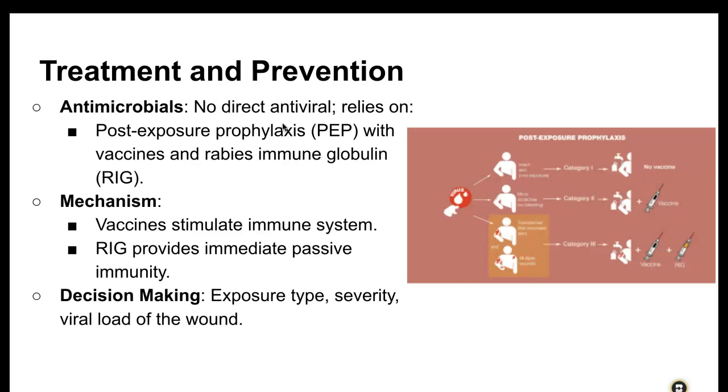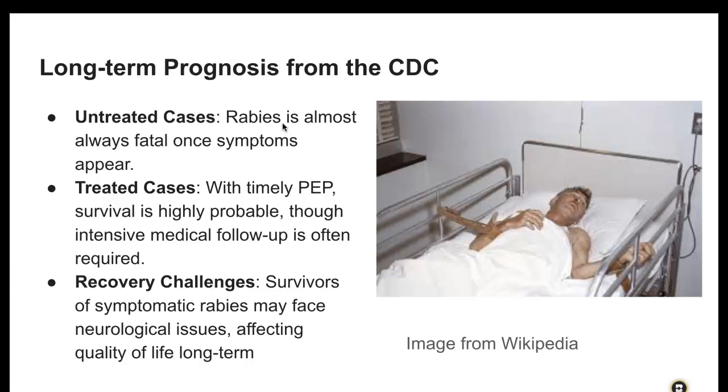And the decision-making tree this goes to, and you can see from this image, is exposure type and severity and the viral load of the wound. This is a picture from Wikipedia.